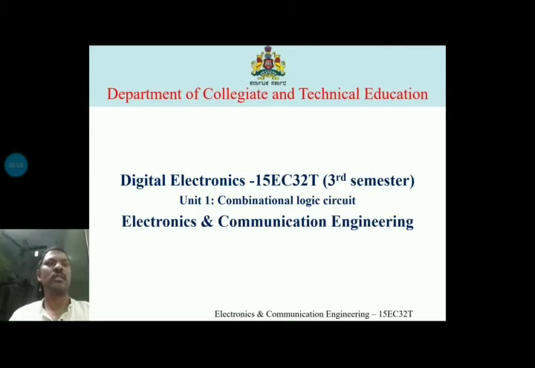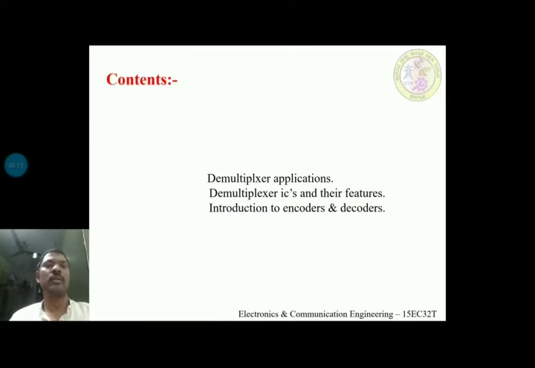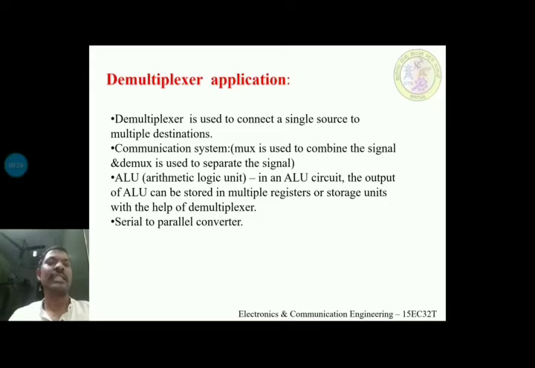In this combinational logic circuit chapter, today I am going to cover the following topics. First one is the demultiplexer applications, and then demultiplexer ICs and their features, and then the last one is introduction to encoders and decoders.